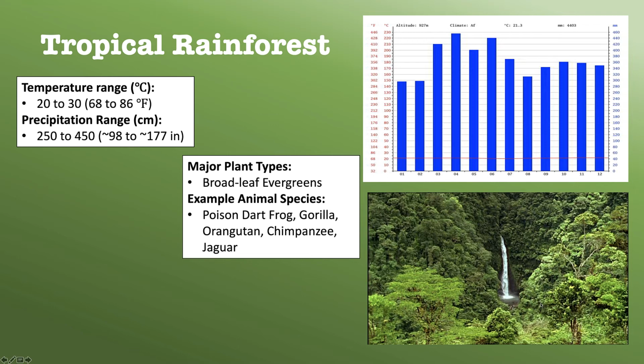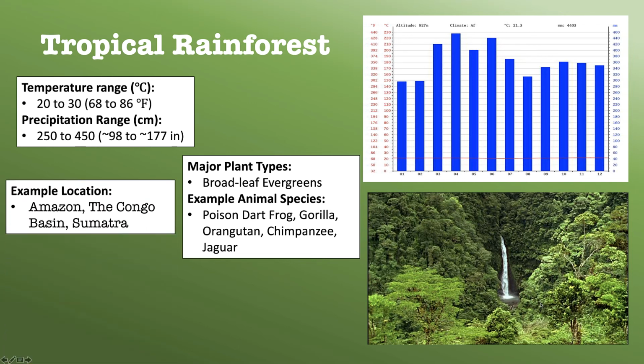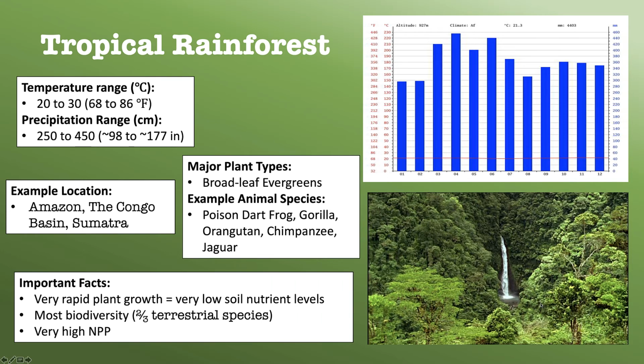And you'll find some charismatic species like poison dart frogs, gorilla, orangutan, chimpanzee, jaguar, tapir. These are all common species you find in these regions. Areas like the Amazon basin, the Congo basin, Sumatra, these are all regions along the equator that have rainforests. These are some of the most biodiverse regions on the planet, accounting for about 2/3 of all terrestrial life.